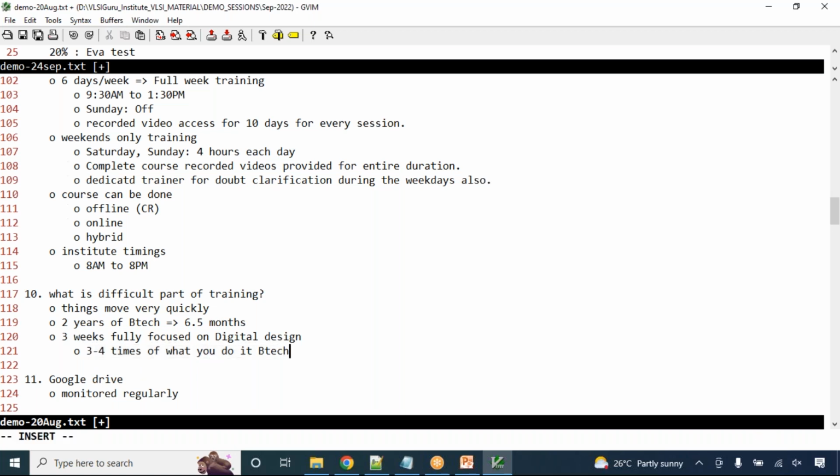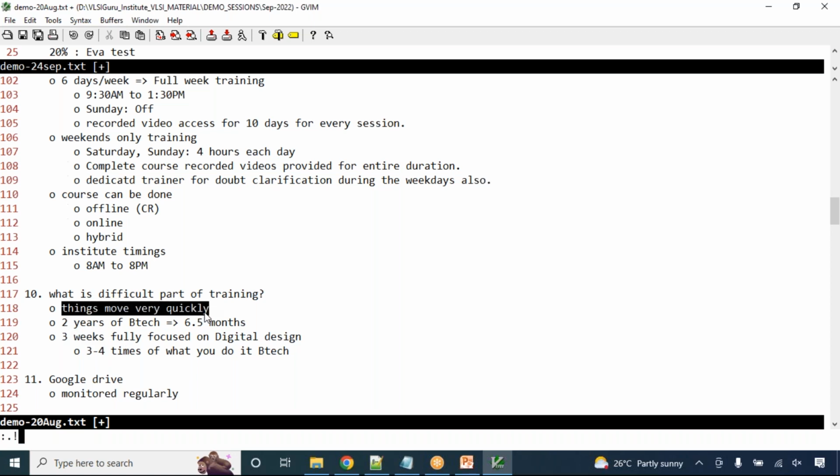Let's say you learn something in BTech, you might have learned only the basic things like what is K-map, what is truth table, basic logic gates. You might have understood some basic logic reduction, POS, SOP, and flip-flop, latch. That's where your learning would have stopped in digital design. Right? Here you are definitely going to learn 3 to 4 times more than what you did in your BTech, and that too in a very short time. That is what I mean by things move quickly.